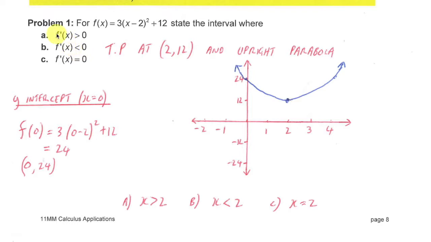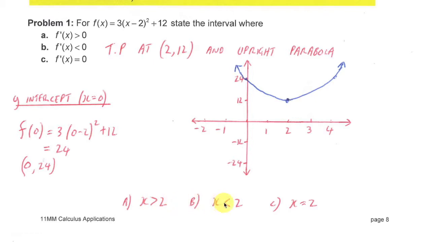So let's first of all look at where the derivative is greater than 0. You can see here the turning point occurs at 2. At x equaling 2, the gradient itself will be equal to 0. So therefore, it's going to be positive for all values of x which are greater than 2. Notice that I'm not including the 2. So that's my answer for A.